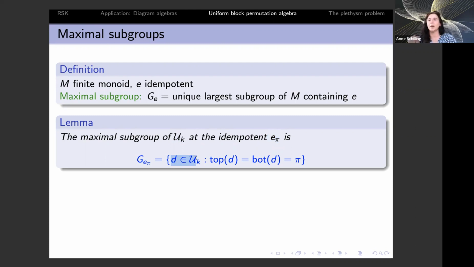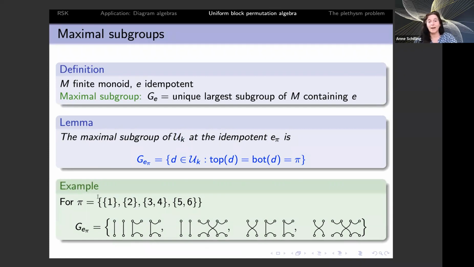the partitions such that if you only look at the connected components in the top and the connected components in the bottom, they should be partitioned in the same way. So here's an example. If pi is given by this partition of the alphabet from 1 up to 6, then my claim is that the maximal subgroup indexed by this particular idempotent is given as follows. 1 and 2 both have to be separate blocks in the top and the bottom, but you can permute the blocks of the same size. So for example, here 1 goes to 1, 2 goes to 2, but you can also permute and send 1 to 2 and 2 to 1.